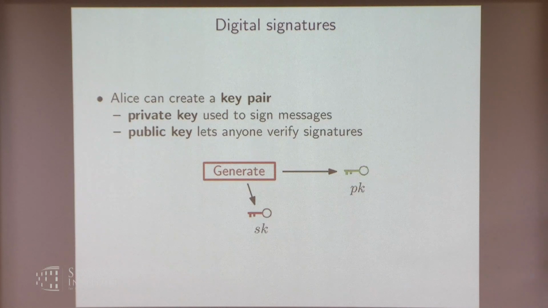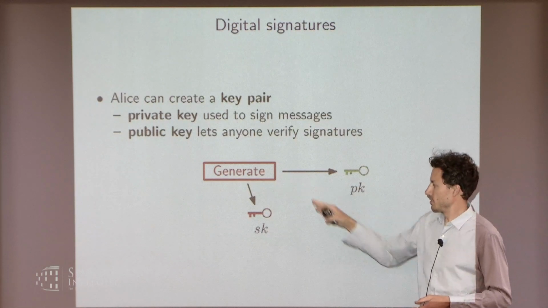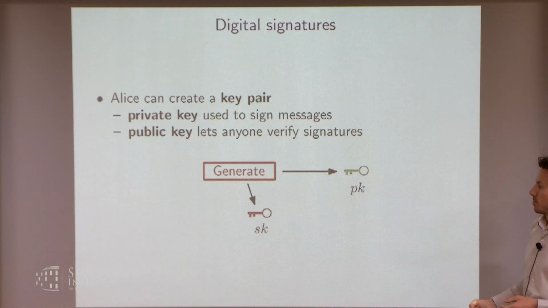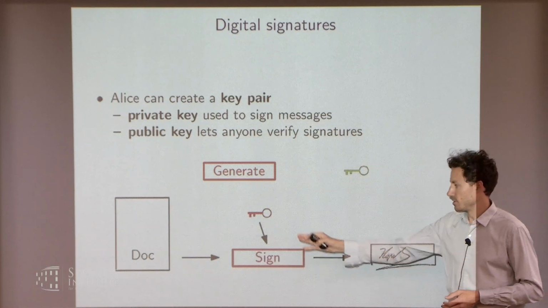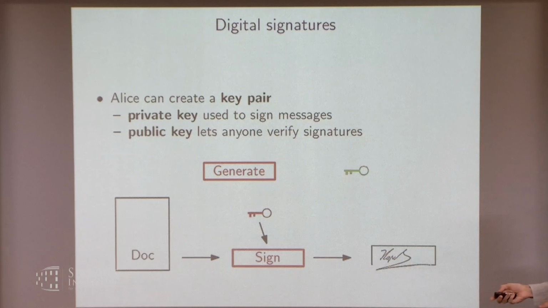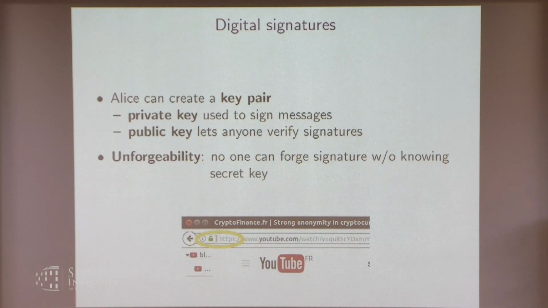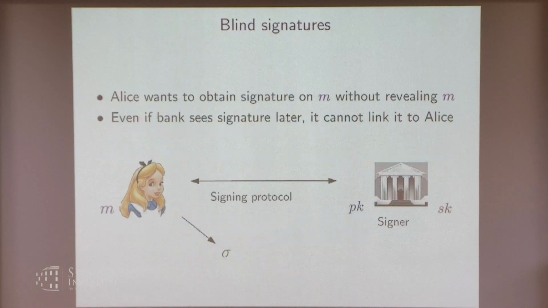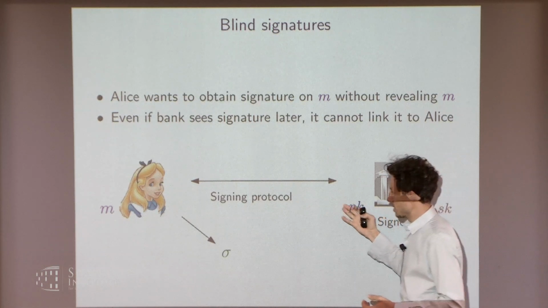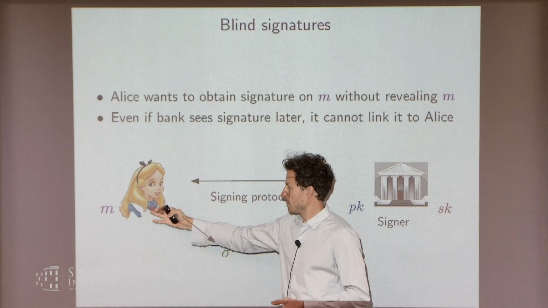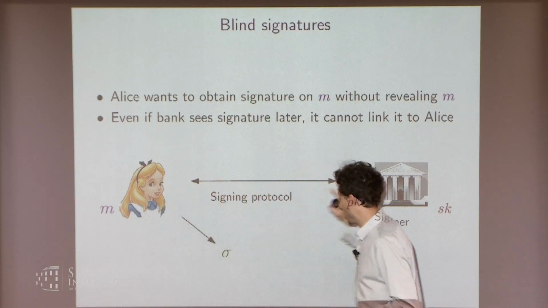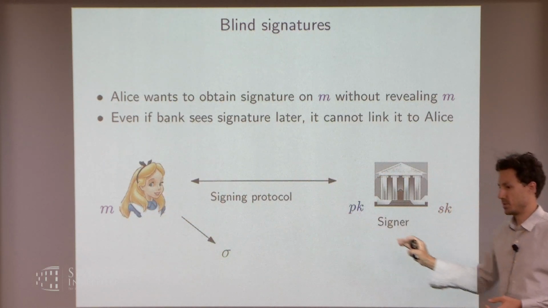So digital signatures, I guess all of you know, there's a key generation algorithm that gives you a secret key and a public key. With a secret key, you can sign documents. This creates a signature, which is then verified using the public key. And they should be unforgeable. So David Chaum's idea was what he called blind signatures. So can we have a protocol where we have a signer that holds a public key and the user that wants to obtain a signature on the message M without the signer learning the message?